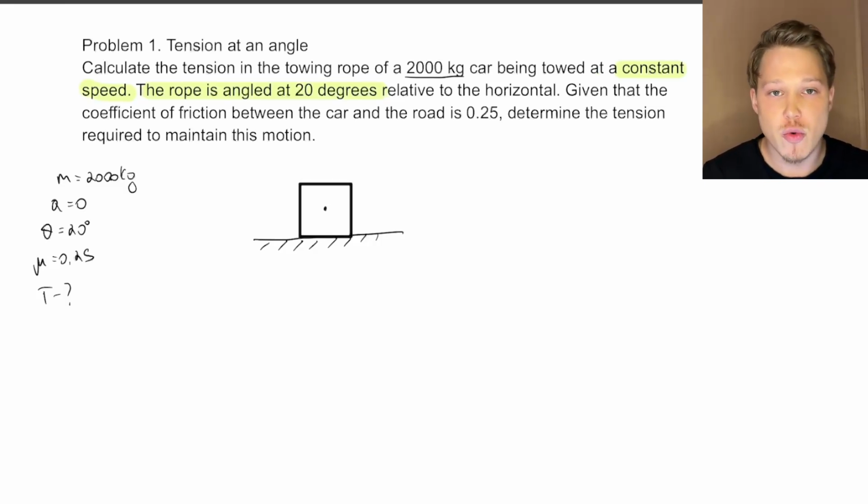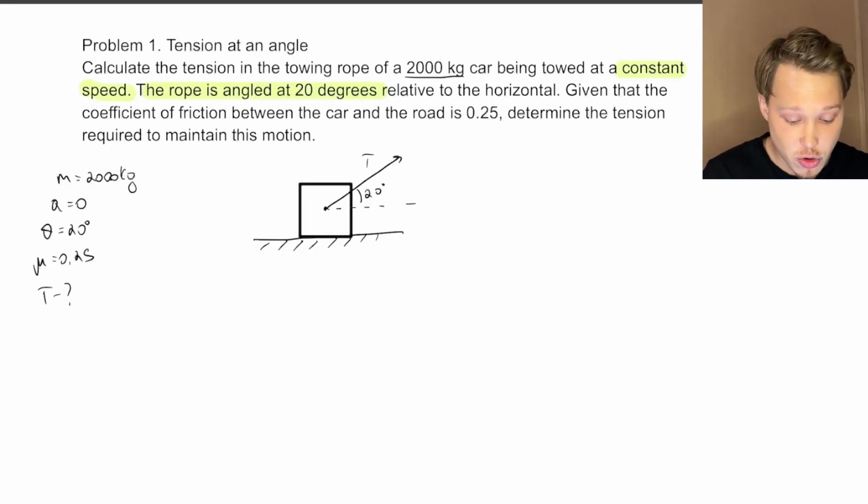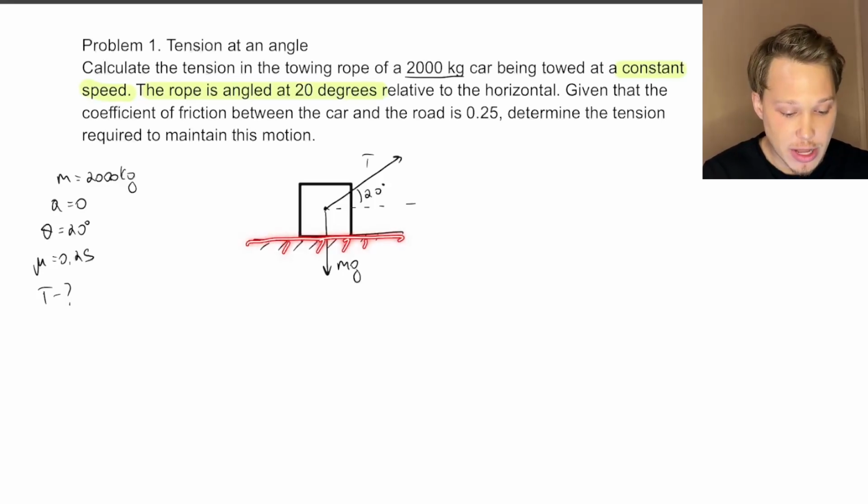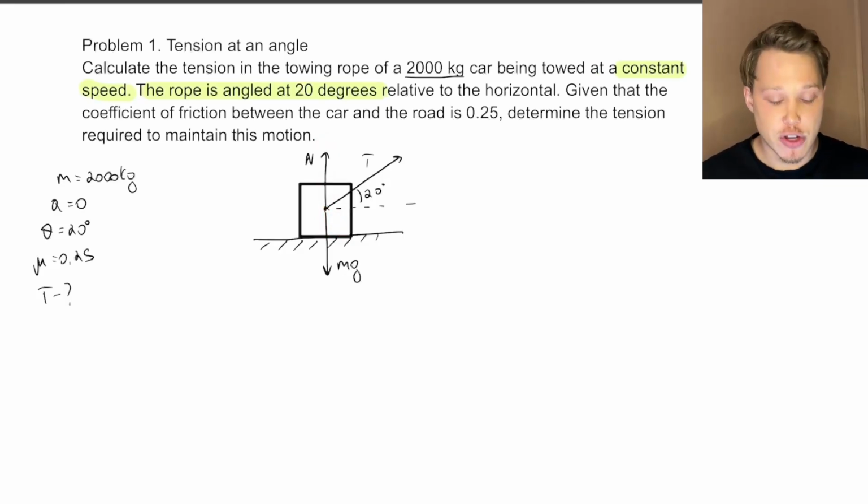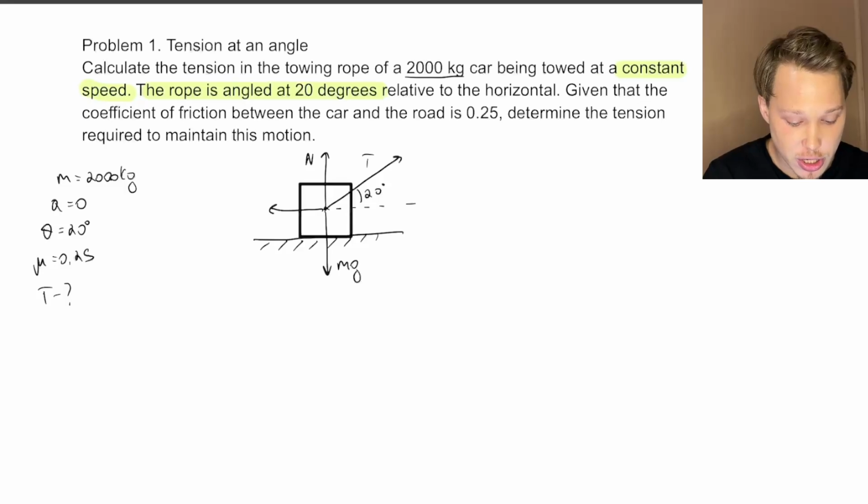So what forces do we have present? Well, there is a rope and we have to calculate the tension. So of course there is tension. And it says that it's at 20 degrees to the horizontal. What are other forces? There's always gravity, guys, pointed down. So there's mg pointed down. And since it's at the surface of the road, there is the normal force that will be pointed up, at 90 degrees to the surface. So strictly going up. And since they give us the coefficient of friction, there's also the friction that will be pointed to the left.